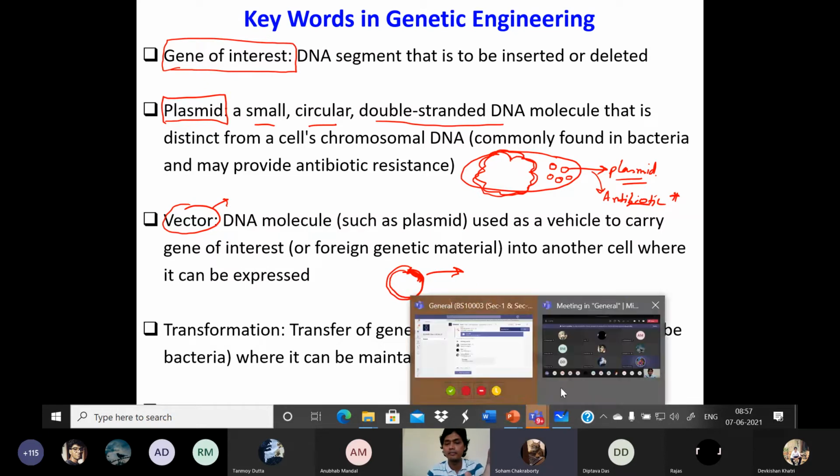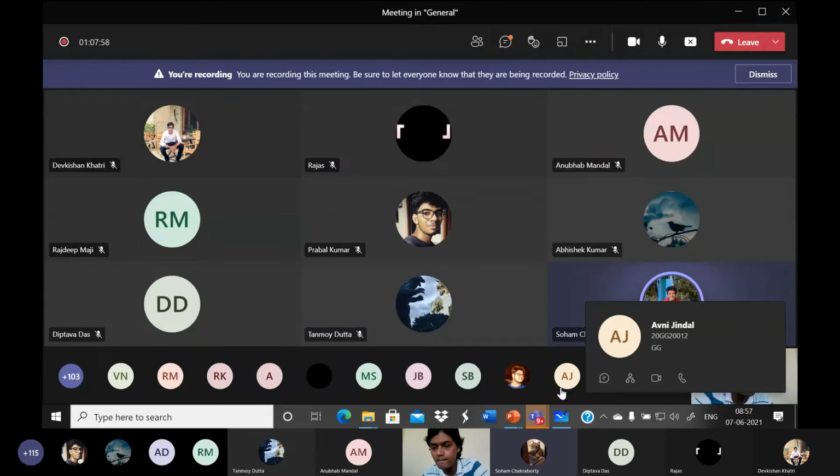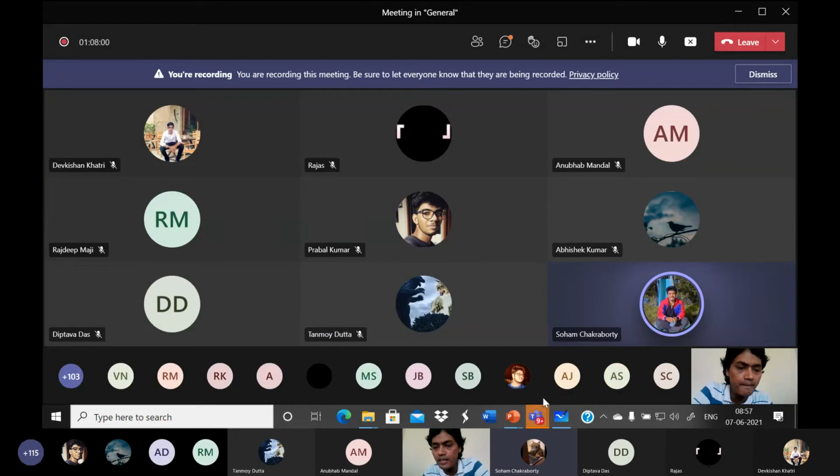Sir, I have one question. Does the plasmid participate in transcription? Yes, very good question. When I discuss the plasmid a little more, I have a slide also. You are right, because whatever gene you put in the plasmid needs to be transcribed, right? Otherwise it won't be expressed. Exactly, yes, it needs to be transcribed. It needs to be translated. I will go into that.